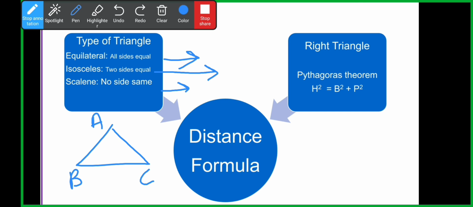If 3 points are given and you have to prove whether this triangle is a right angle triangle or not, then what are you going to do? Simply you are going to use the Pythagoras theorem. What is the Pythagoras theorem? It's hypotenuse square is equal to base square plus perpendicular square. You are going to do the same thing.